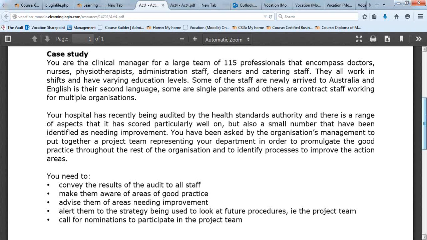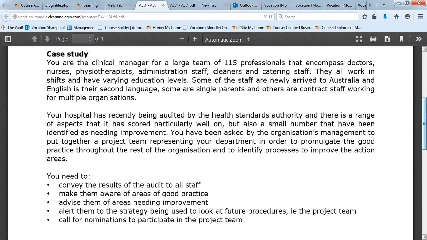Your hospital has recently been audited by the Health Standards Authority and there is a range of aspects that it has scored particularly well on, but also a small number that have been identified as needing improvement. You have been asked by the organisation's management to put together a project team representing your department in order to promulgate the good practice throughout the rest of the organisation and to identify a process to improve the action areas.